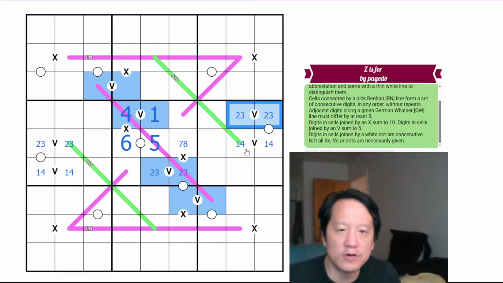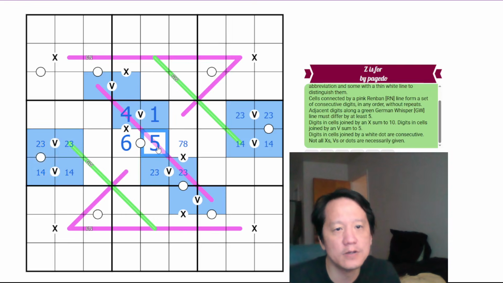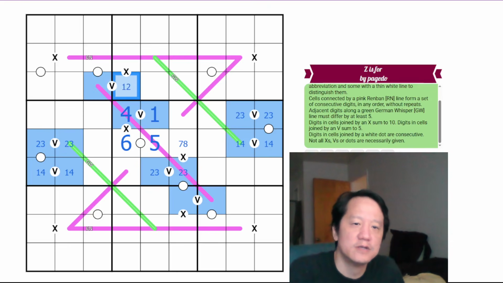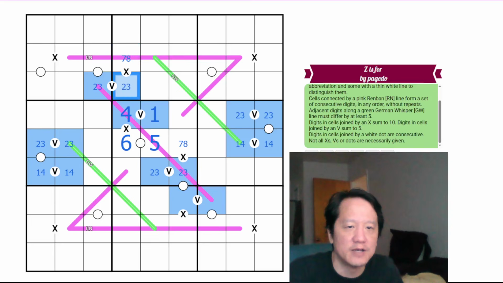So we have all the lows accounted for in the middle boxes. This has to be high, and this has to be either 1, 2, 3, which makes this 2, 3, 4, but this cannot be. This is either 1, 2, 3 with 7, 8, 9. And we can't have another 4 on the Renban line, so this can't be 4, which means this can't be 1, this can't be 9.